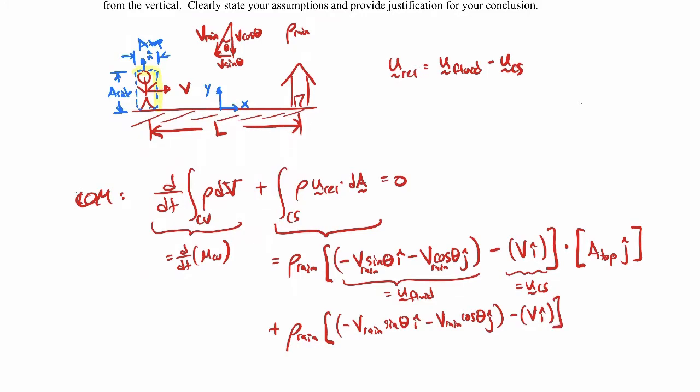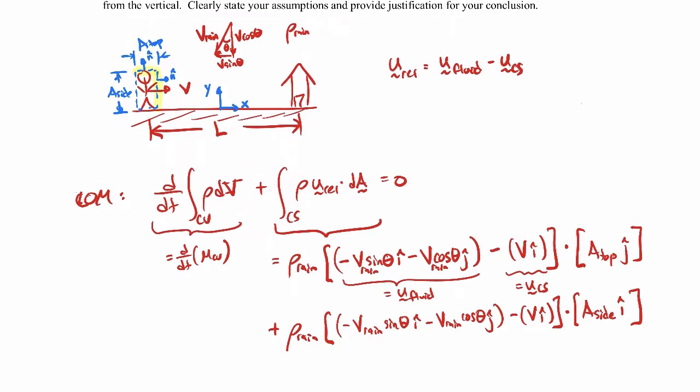Okay, so the relative velocity is the same, but the area now is different. The area on the side, the magnitude is A side, and the outward pointing normal vector is in the positive i hat direction, right? Because it's pointing outward in the positive x direction. So that area will be A side i hat.